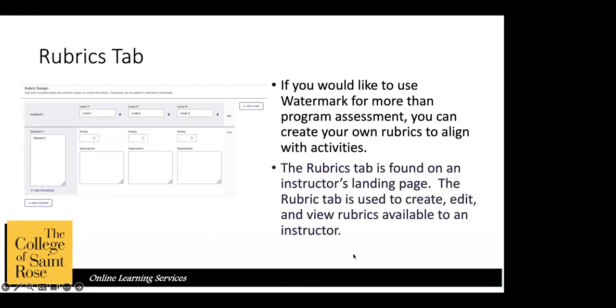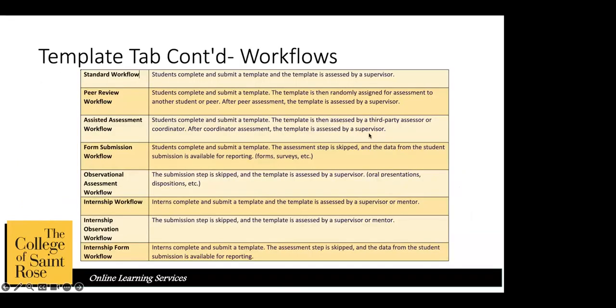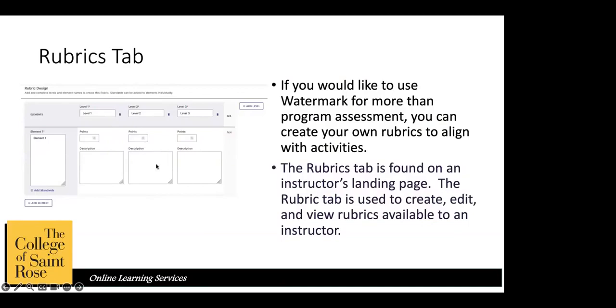So the rubrics tab, if you'd like to use Watermark, like I said, for more than your program assessment, this is where you would build a rubric. SLNL provides the instructor with complete control over the content of a rubric, including performance levels, which are your columns, the elements, which are your rows, and their associated standards, descriptions, and point values.